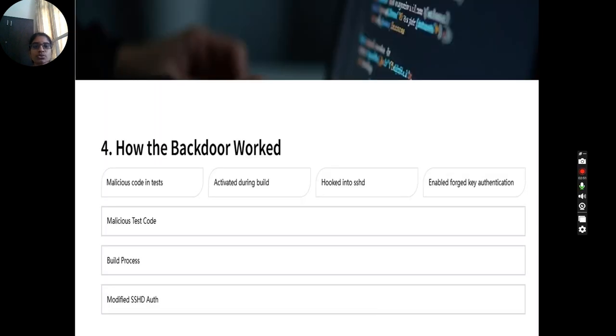So, how did this backdoor work? This backdoor was extremely sophisticated. The malicious code was hidden inside what looked like harmless test files, so it could not be noticed. It only activated during the build process, meaning that people reading the raw source code would not see anything suspicious. The code hooked into sshd, the OpenSSH server, and modified the authentication process. This allowed a remote attacker to craft a special key that bypassed verification and automatically granted root access.